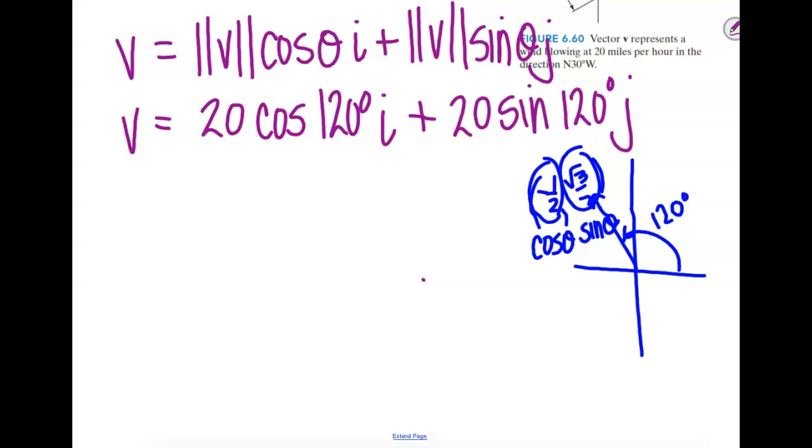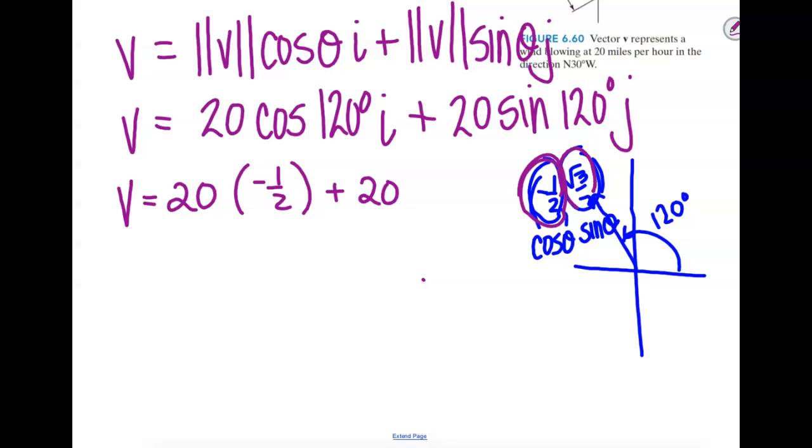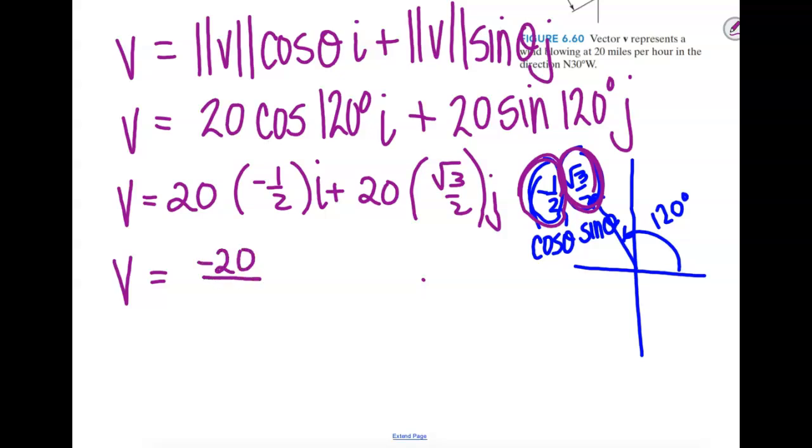All right. So vector v equals 20, and now we look for the cosine of 120 degrees, which is negative 1/2, plus 20, the sine of 120 degrees exactly, which is the square root of 3 over 2. Put our i and our j in. And now we simplify those fractions. So 20 times negative 1/2 is negative 20 over 2 i plus 20 square root of 3 over 2 j.